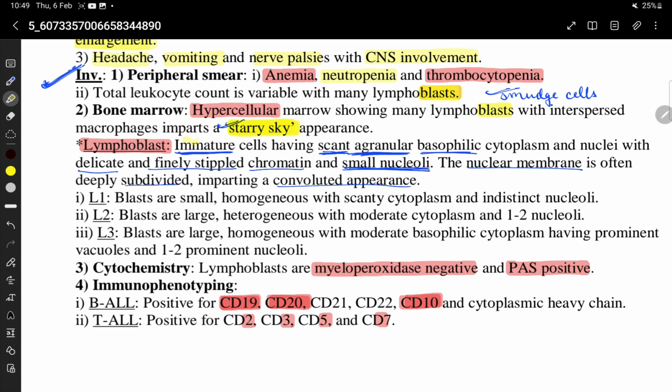Lymphoblasts are immature cells having scant agranular basophilic cytoplasm and nuclei with delicate and finely stippled chromatin and small nucleoli. The nuclear membrane is often deeply subdivided, imparting a convoluted appearance.